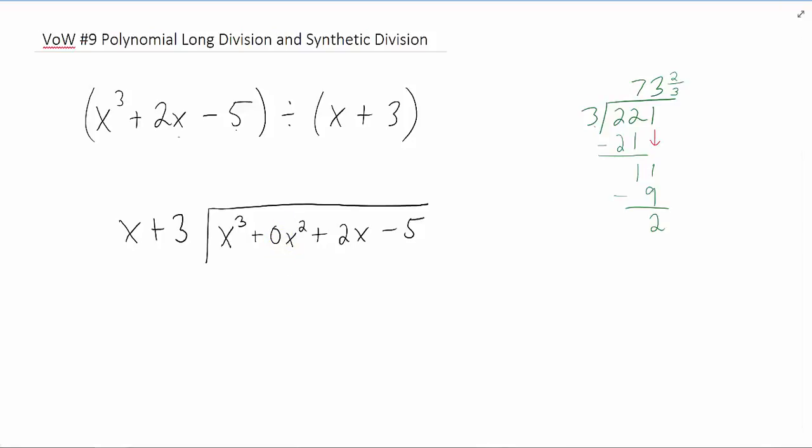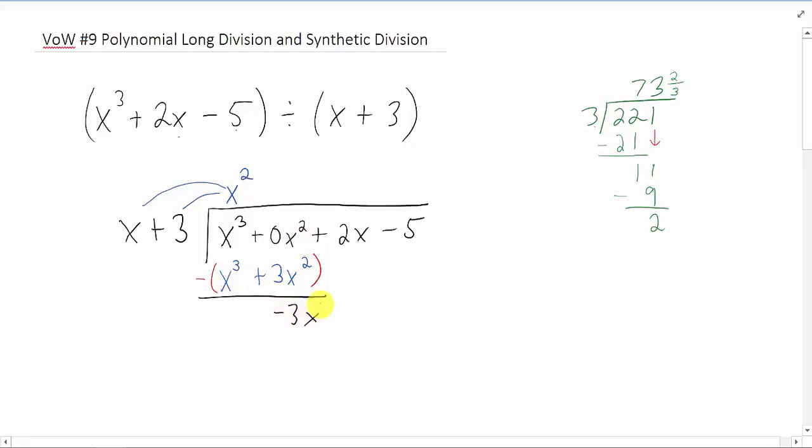Okay, so I'm going to ask the question, how many times does x go into x cubed? And the answer probably seems a little bit funny at first, but the answer is x squared times. You'll see in a minute what happens. We're going to take this x squared and multiply it by the x plus 3. And when we do that, we get x cubed plus 3x squared. Just like with regular long division, we're then going to subtract. x cubed minus x cubed is 0. 0 minus 3x squared is negative 3x squared.